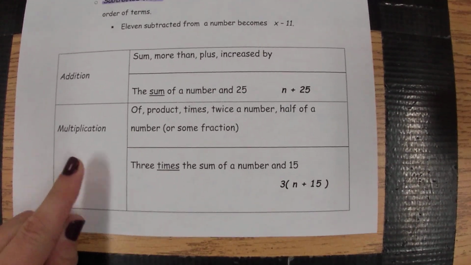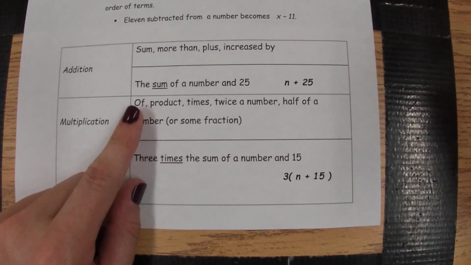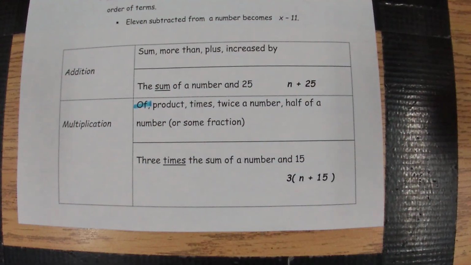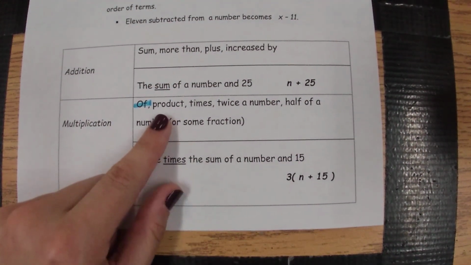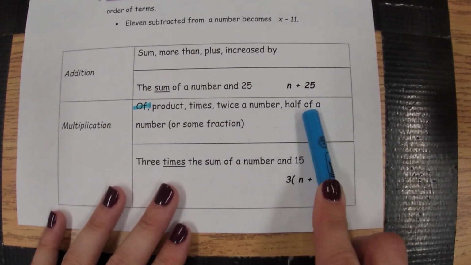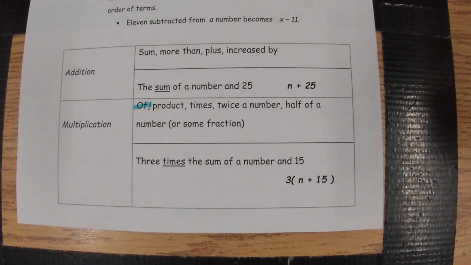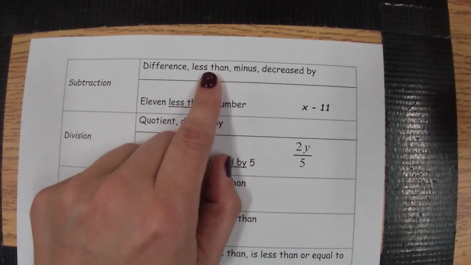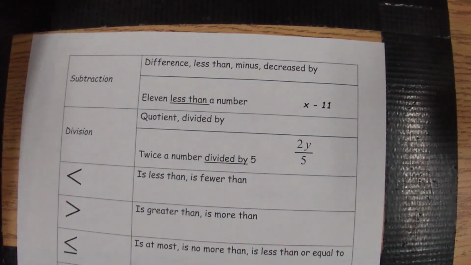So multiplication is of. This is a big one, right? Making sure we know of is multiplication. We've talked about that in class when we've talked about some distributing. Product, times, right? Twice a number, half of a number, right? That's all multiplication. Subtraction, right? We have difference. We already talked about less than is changing the order. Obviously, we talked about subtracted from.